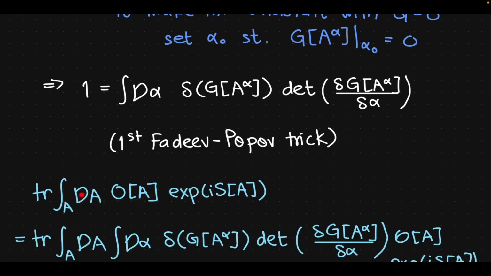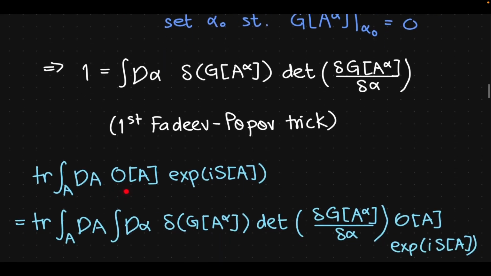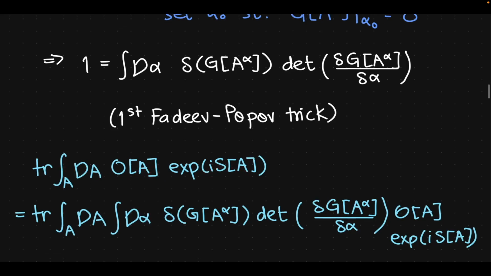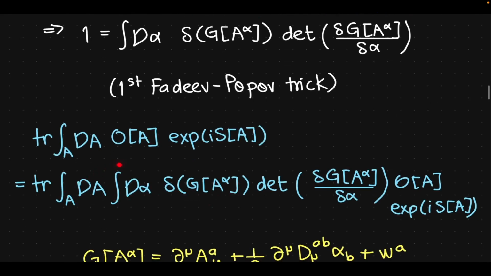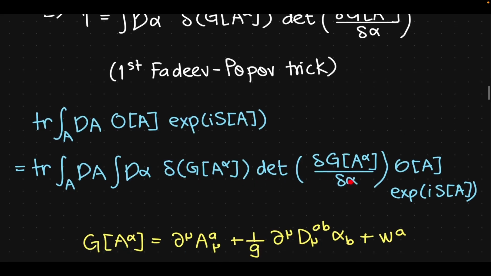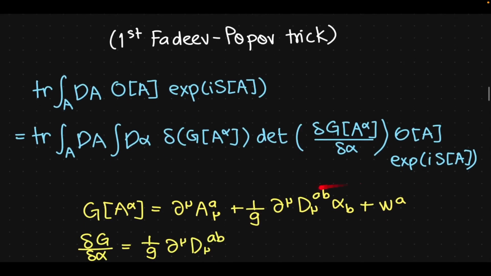Because now if we consider the numerator in that correlation function, trace path integral over A, O of A, exponential i S[A]. This, according to this first Faddeev-Popov trick, is the trace path integral over A, path integral over alpha, delta of g of A to the alpha, determinant of the functional derivative of g with respect to alpha, O of A, e to the i S[A].